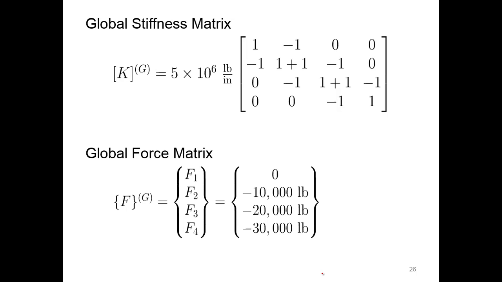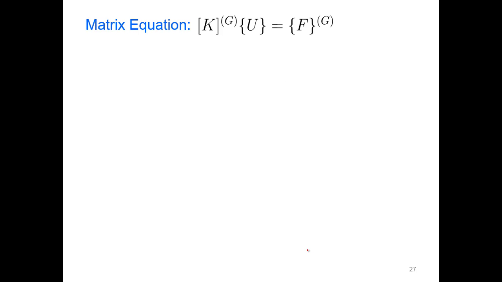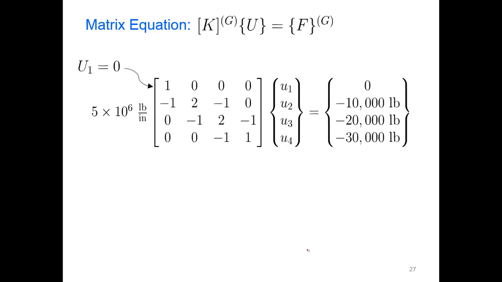We have our global force matrix, so the force being applied at node 1 is 0, and then we have negative 10 kips, negative 20 kips, and negative 30 kips for the force at node 4. Set up our matrix equation there. Apply a boundary condition. We know there's no deflection at node 1 because that's in contact with the ground, so we don't expect that to deflect at all. So we'll call that 0. So put 1 in that column, 0s in the rest. In this case, it was 1 anyway, but note that if it wasn't, we'd have to apply 1 there.